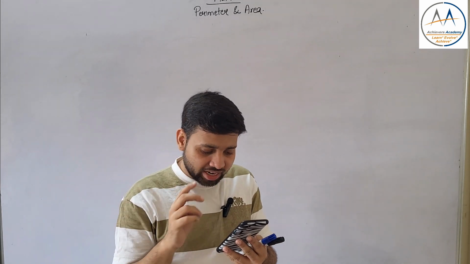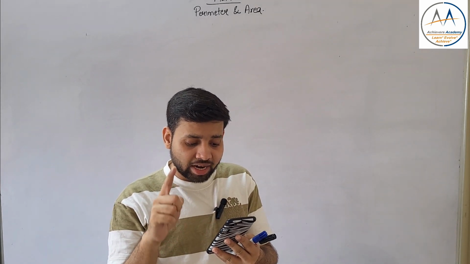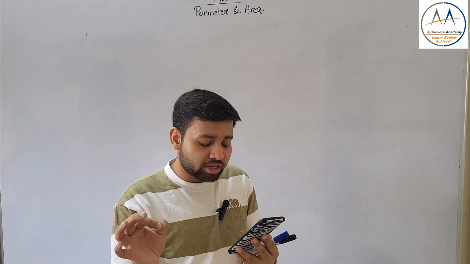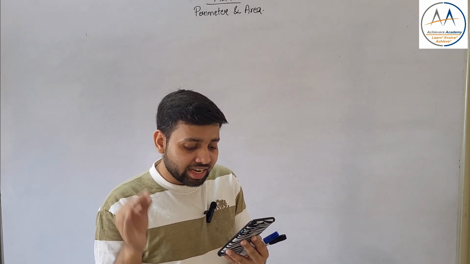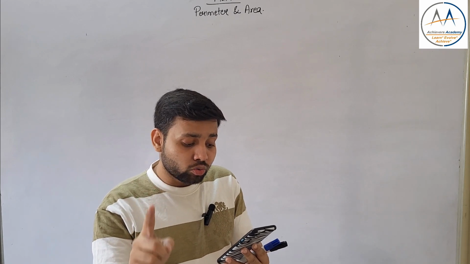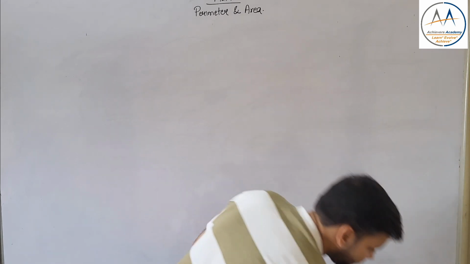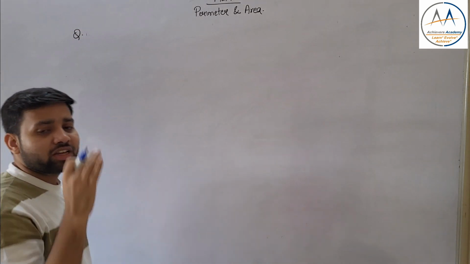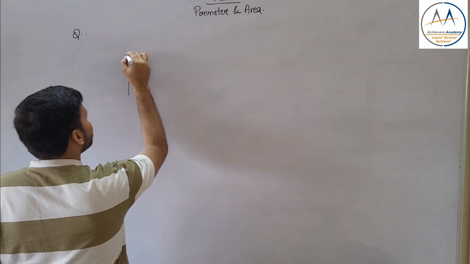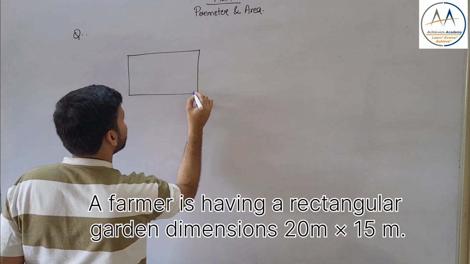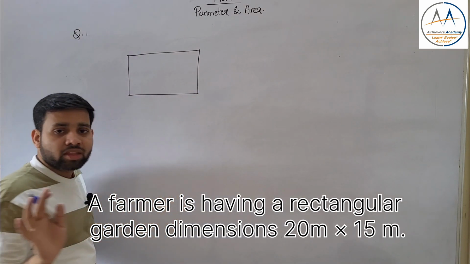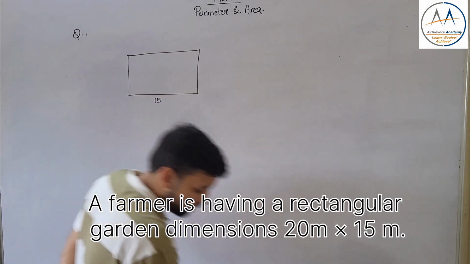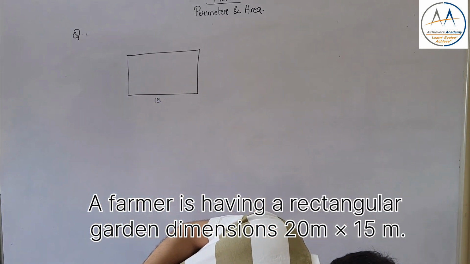First question I will take as a real life example. A farmer has a rectangular garden measuring 20 meter and 15 meter. He wants to fence it using 3 rows of wire around the boundary. So first of all, I'll visualize that the garden is rectangular in shape. Then, what does the farmer want to do?